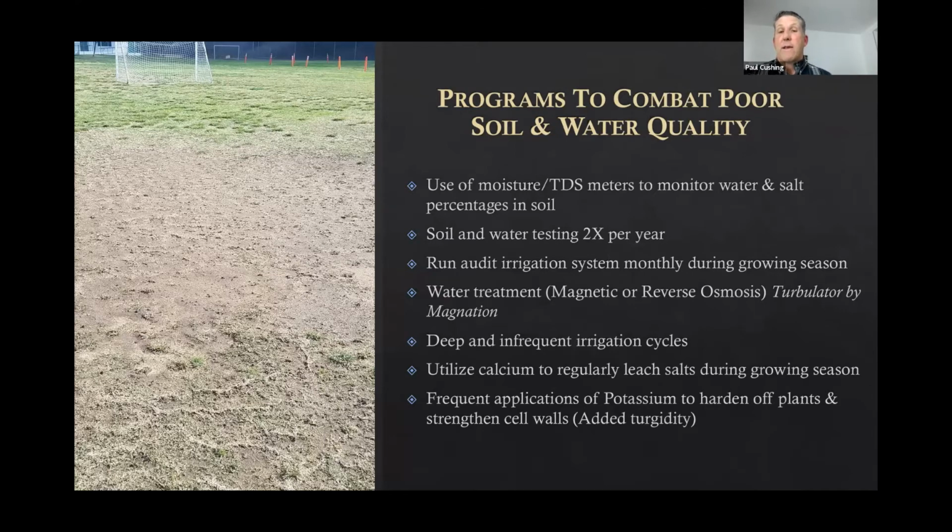We're going to talk about utilizing calcium to leach salts out of our soils during the growing season. We'll get more into that. And then a really important part of this is going to be applications of potassium to really harden those cell walls and those plants and strengthen those plants to be able to handle wear tolerance a little bit better.